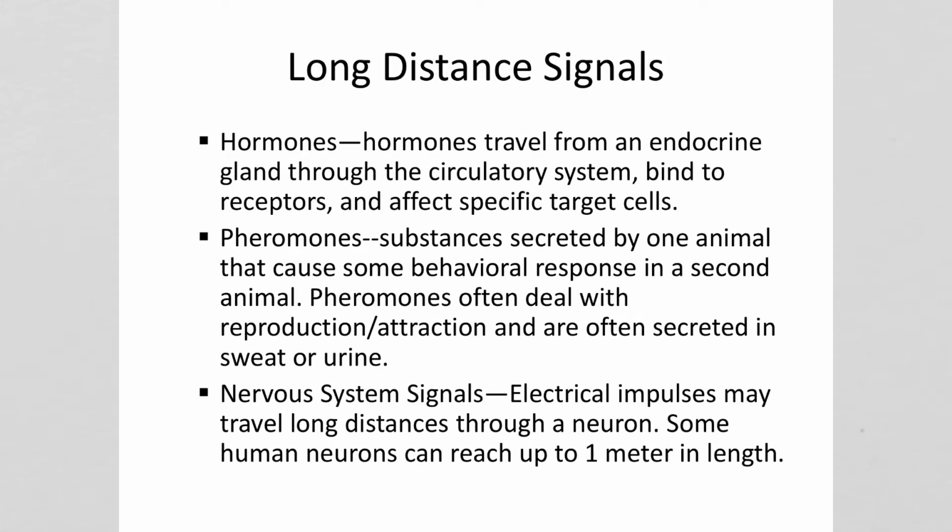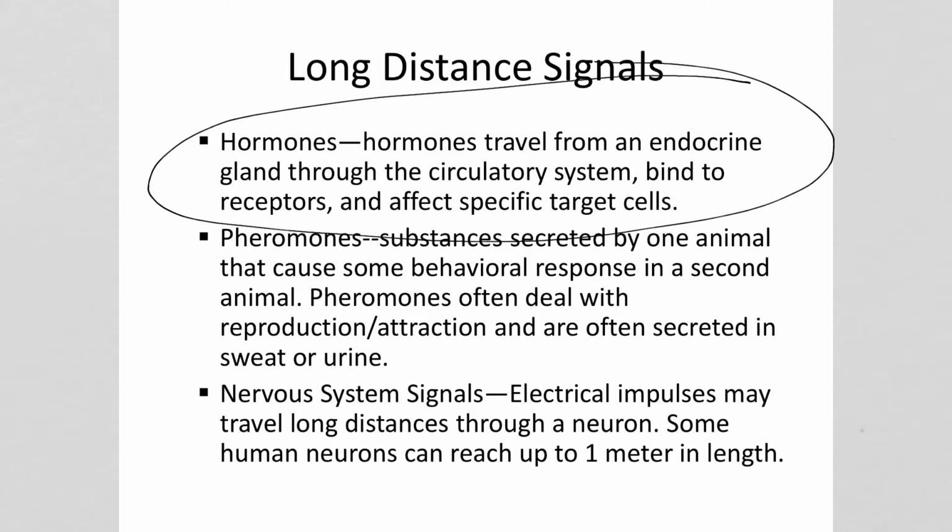Some examples of long-distance signals are hormones. Hormones are signals that are released from an endocrine gland into the bloodstream. They travel through the bloodstream and bind to receptors on specific target cells and transmit a response or a message to them. We also have pheromones.